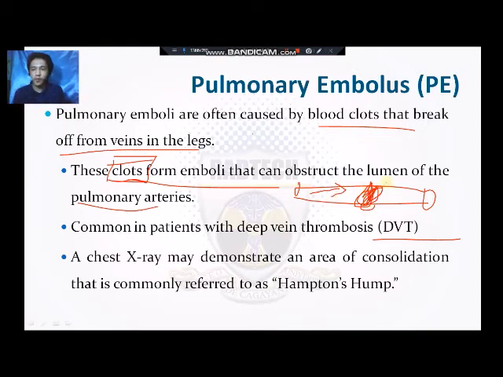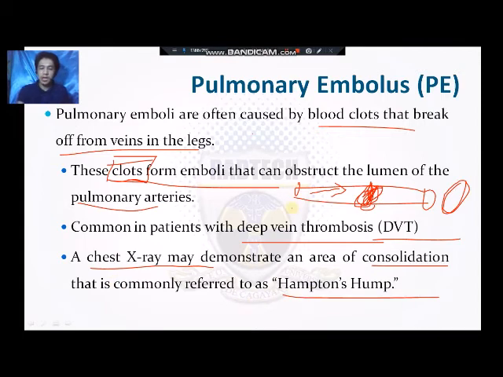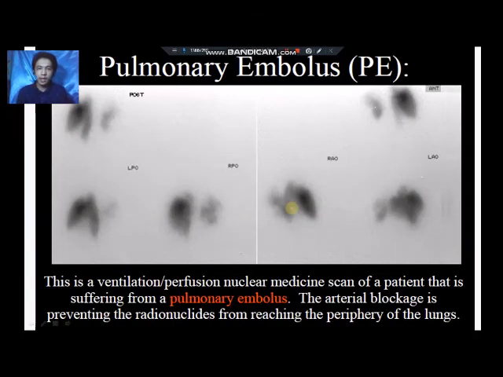Okay, so of course if ever na ay tissue dire, then it will cause the death of the soft tissue structure. Okay, so it is common in patients with deep vein thrombosis, and then a chest x-ray may demonstrate an area of consolidation. Again, consolidation kato medyo whitish nga mga appearance. And it is commonly referred to as Hampton's hump.